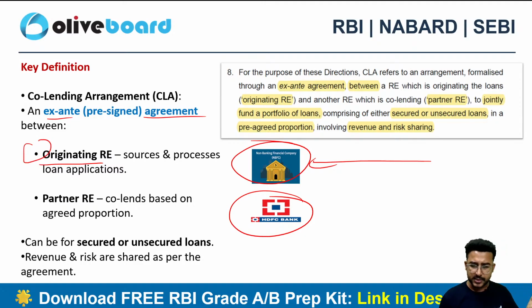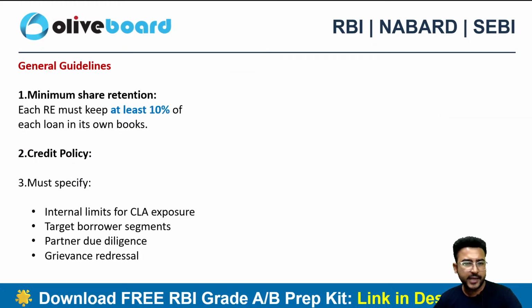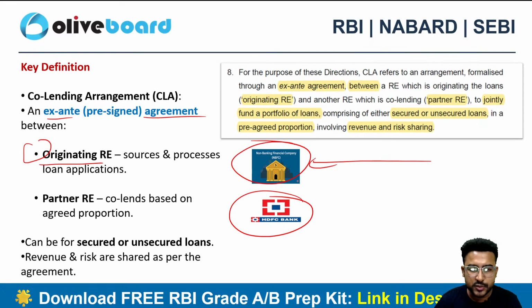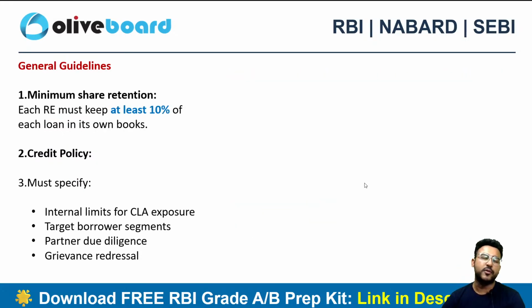Definitely loan can be both secured as well as unsecured, and they both will be sharing the risk as well as the revenue, right? A very simple type of arrangement. We both are giving a loan to a third party, right? Now there will be a minimum share retention as well. Every RE, every regulated entity needs to keep at least 10% of the share of the loan. Okay, at least 10% of the share of the loan they need to keep with each other in their own books so as to maintain the skin in the game, right? We have already discussed this in our RBI circular series as well.